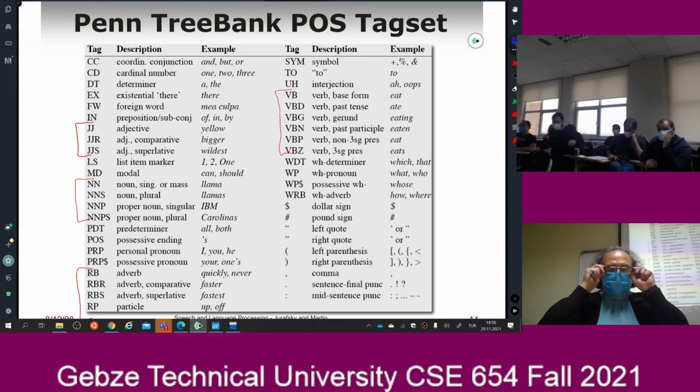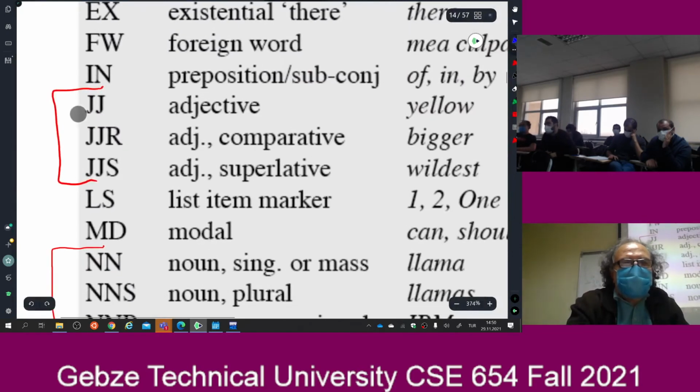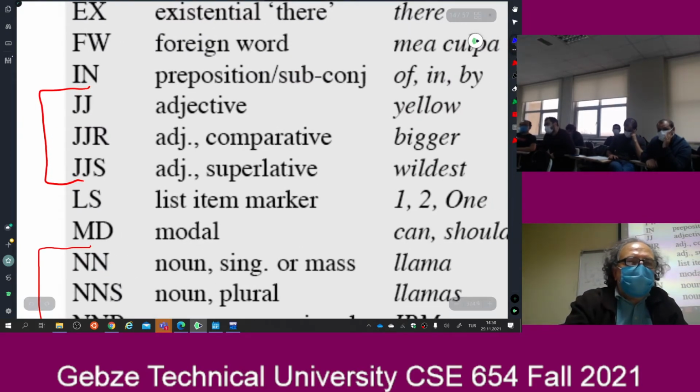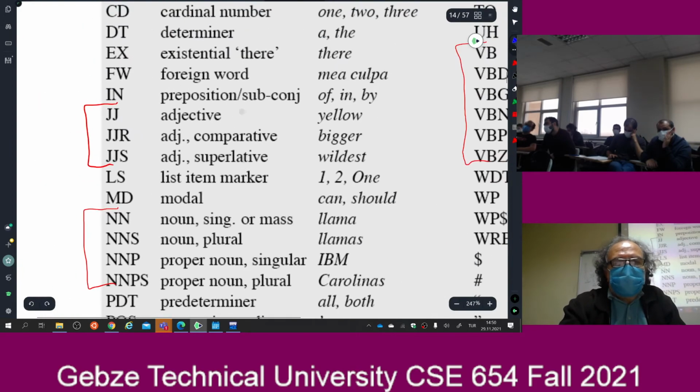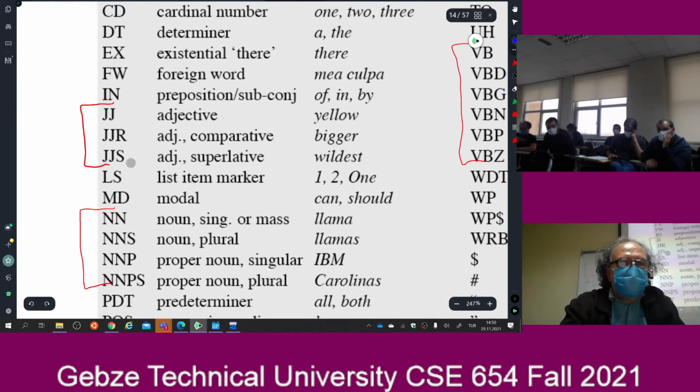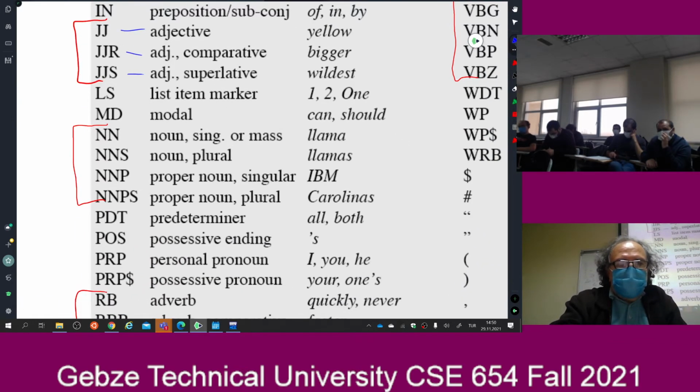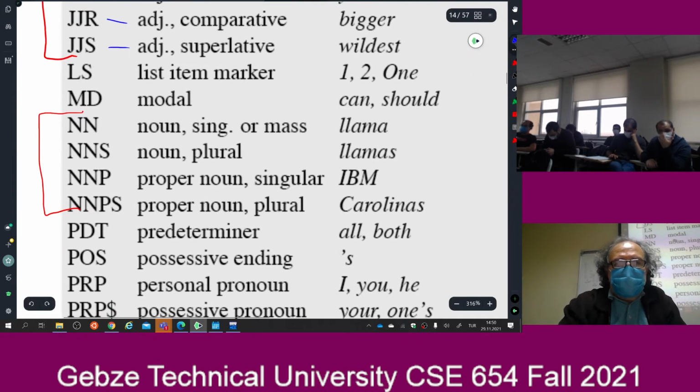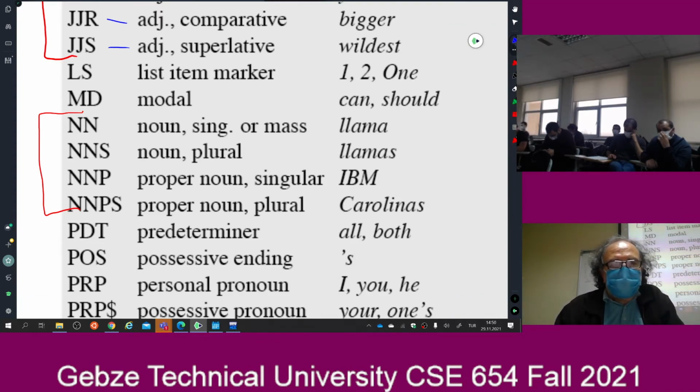Okay, so this is the Penn Treebank. Let's look at the tags because we are going to use them. Some of them are really used, some of them are not. For example, if something starts with a J, it means adjective. JJR is comparative, that is bigger, larger. JJS is superlative, wildest. So under the adjective, I have 3 adjective tags. And nouns, okay, NN is a singular noun, NNS is plural, NNP is a proper noun, NNPS is a plural proper noun.